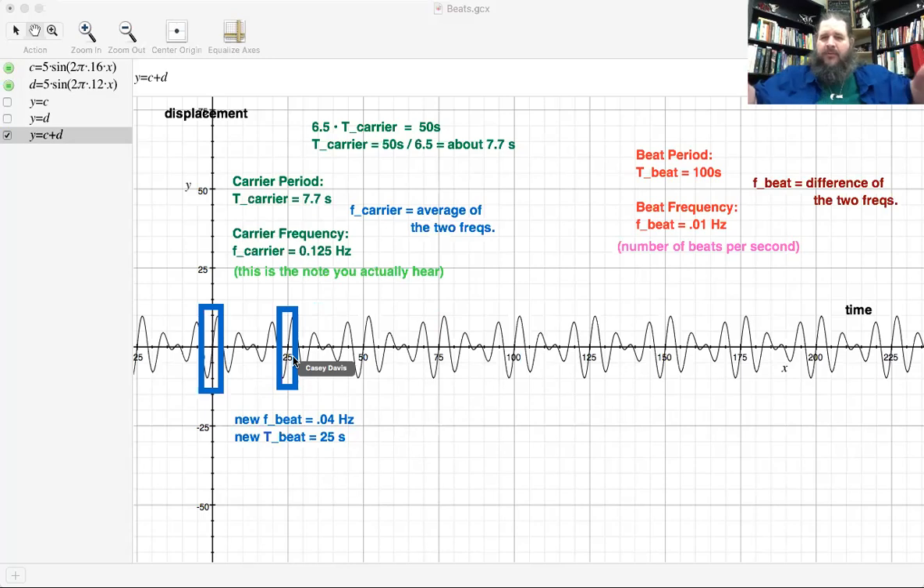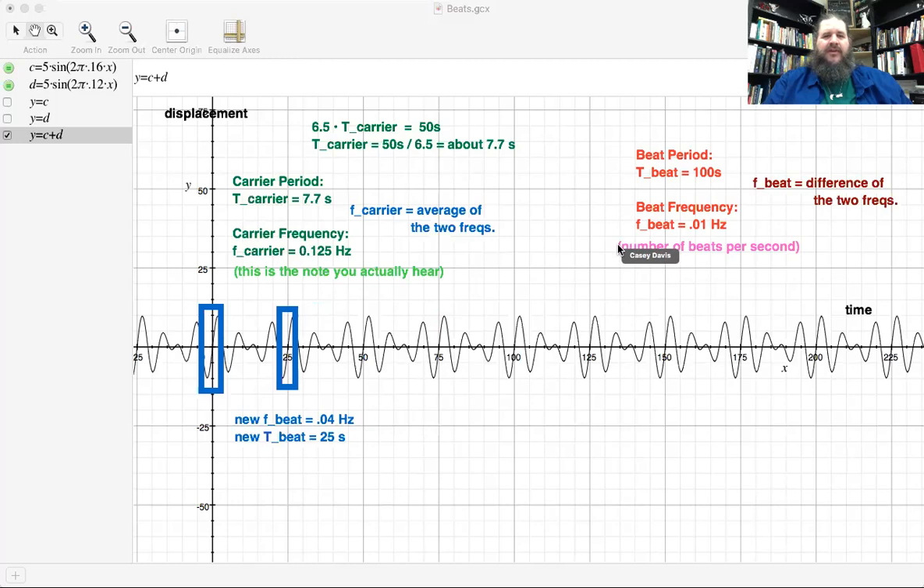The beats would get more spread out in time. There would be fewer beats per second. But notice that the carrier frequency is still just going to be the average of these. In this case, halfway between 0.12 and 0.16 would be 0.14. So by modifying these, making them more different from each other, the carrier frequency doesn't change very much, but the beat frequency changes pretty drastically.